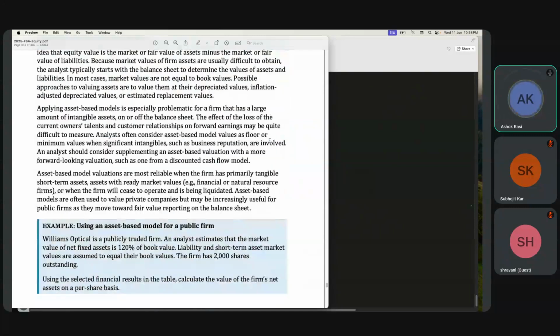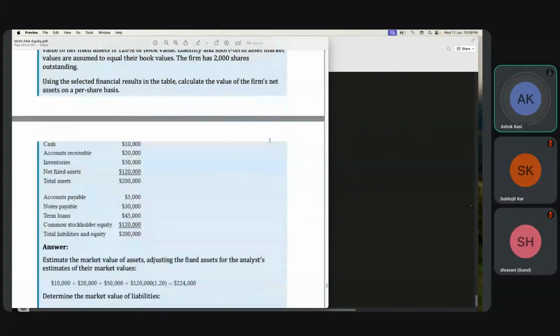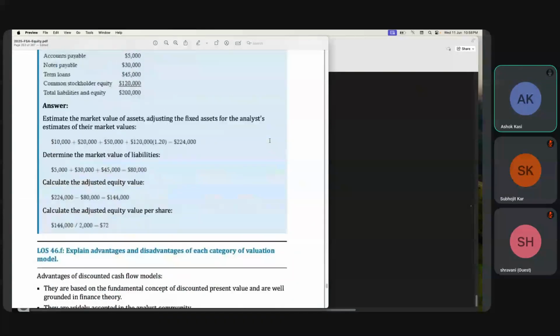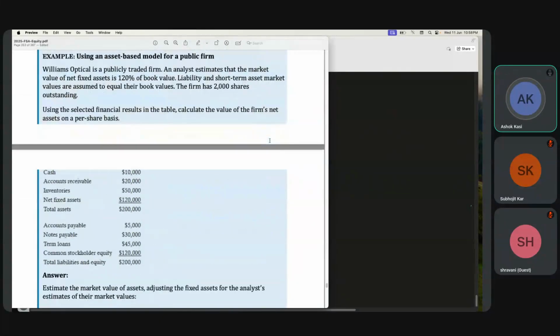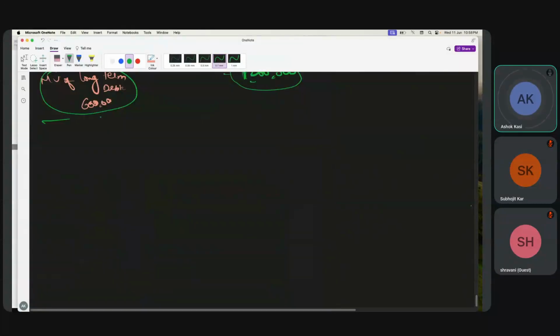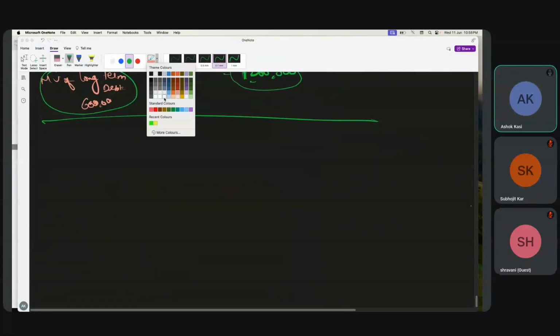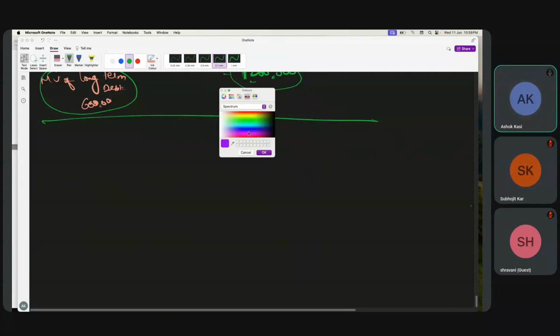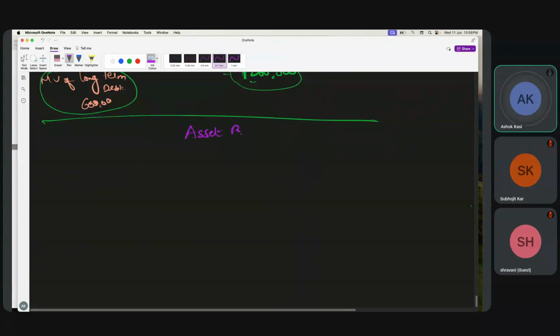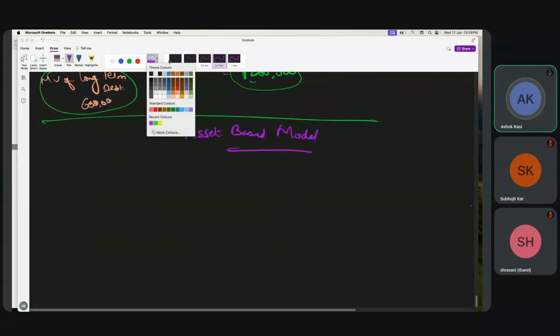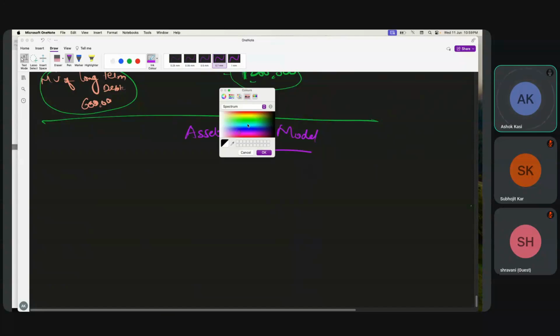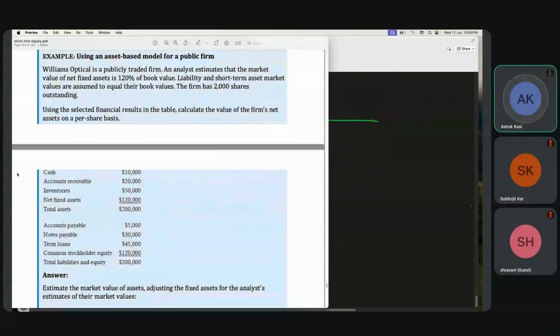Then the last one, the asset based model. Very easy sum only. We'll just finish it up and it will be over. Just go through this question now. Asset based model, the last one.